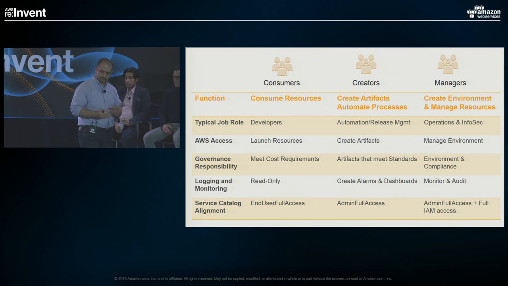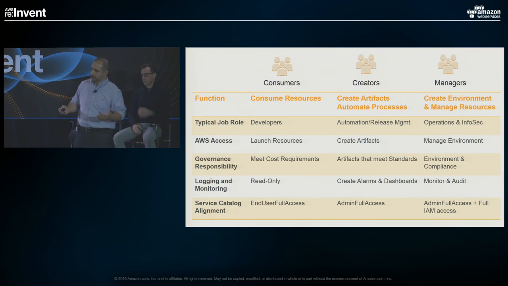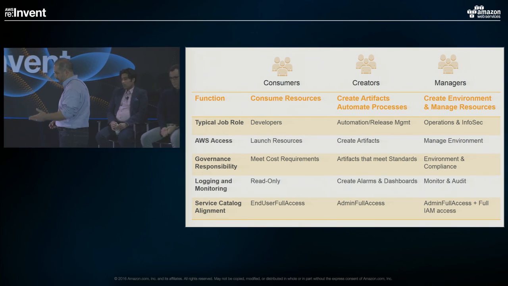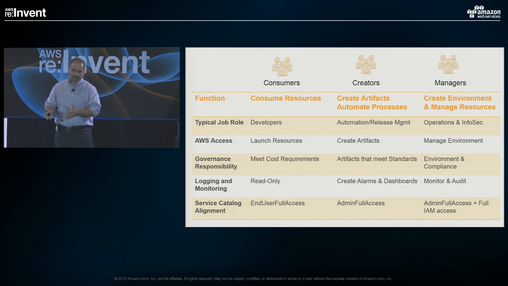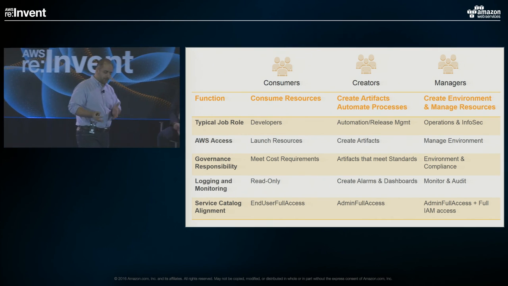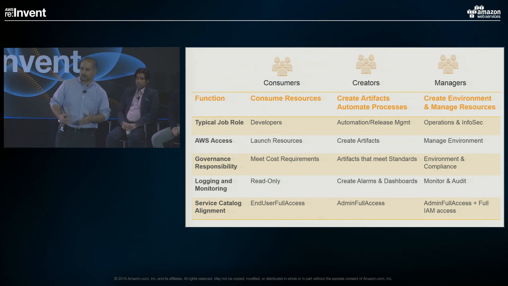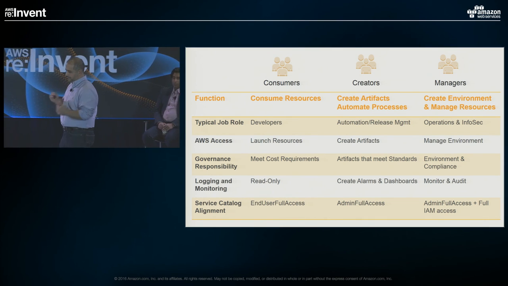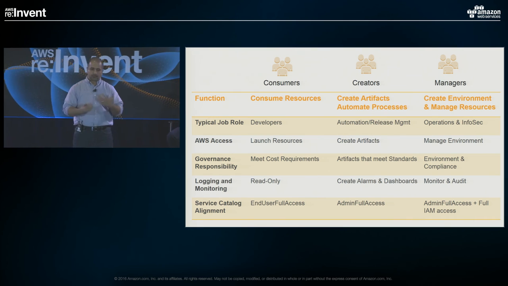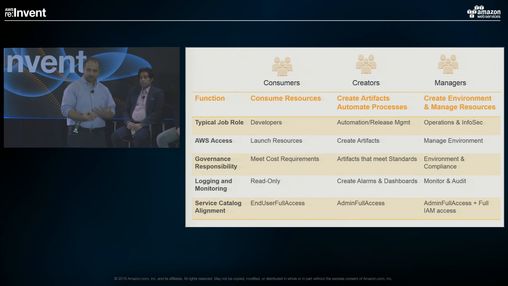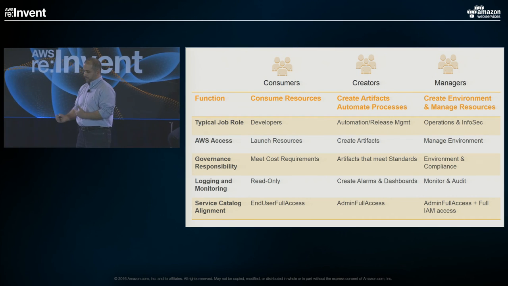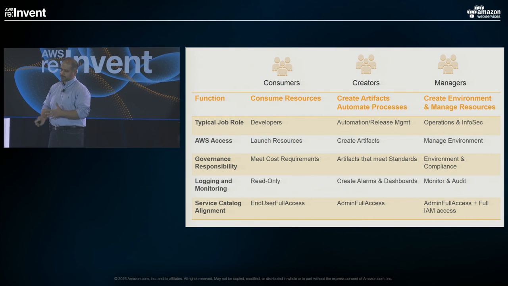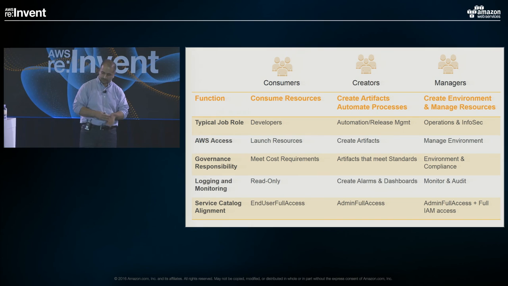And what do creators do? The creators create artifacts. So they're creating CloudFormation templates. They're building on that environment. And the managers, they're making sure that the environment is compliant with what's on-prem. So once this cycle starts, gradually the trust increases. You have people in the middle who learn more about AWS, and the trust between the managers and the creators increases, so they can actually start giving them more and more access.